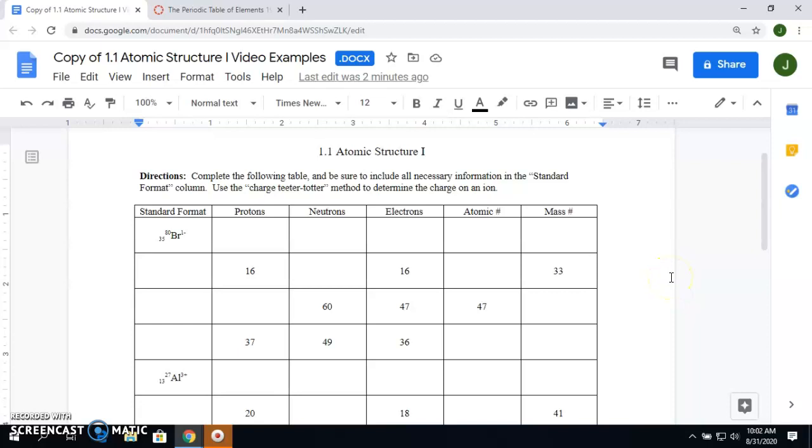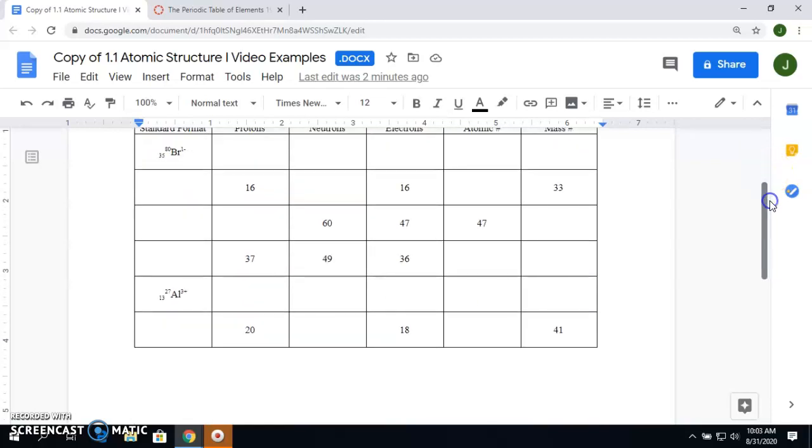Hi everybody, here are two extra examples for figuring out protons, neutrons, electrons, atomic number, mass number, and then reporting information in standard format. We're going to do the very first one together. This has to do with a bromide ion. And we're going to do the very last one together. We're going to have to figure out what type of substance the last one is.